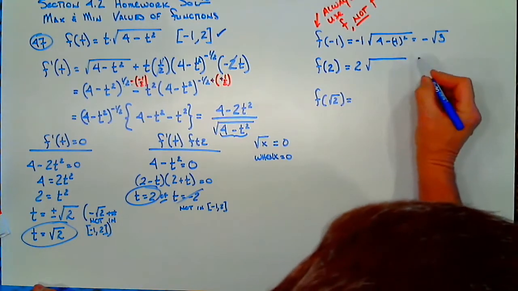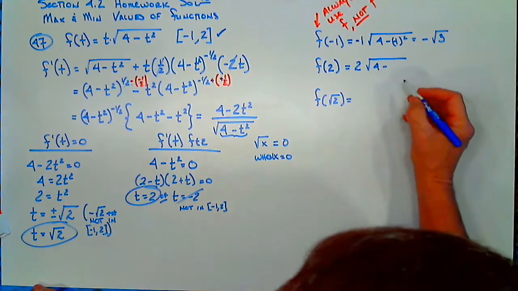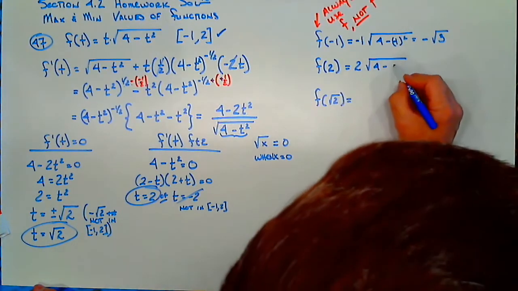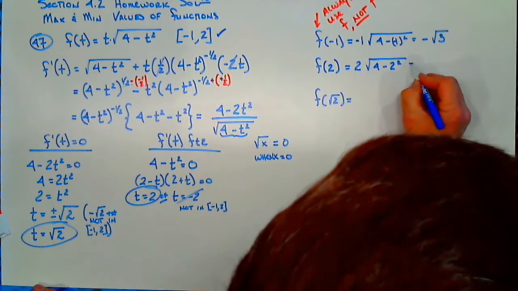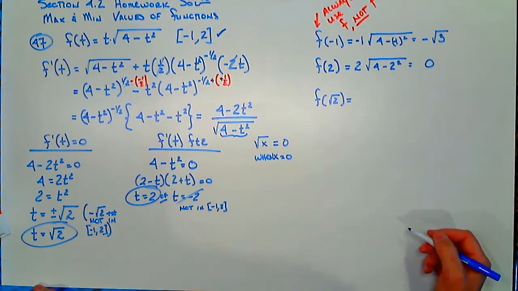So I plug in 2, so that's going to be 2 times the square root of 4 minus, and then we're plugging in 2, so that's going to be 2 squared. Now, 4 minus 2 squared is 0. 0 times 2 is 0, so this is equal to 0.